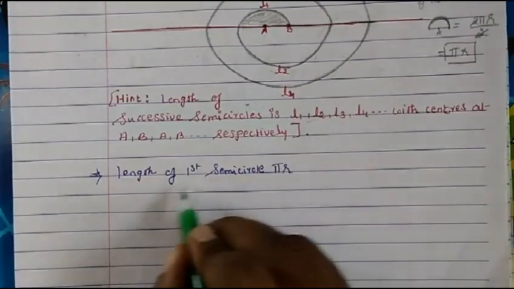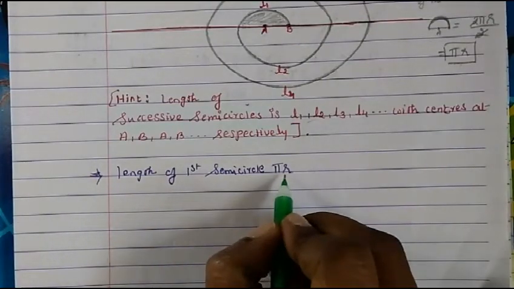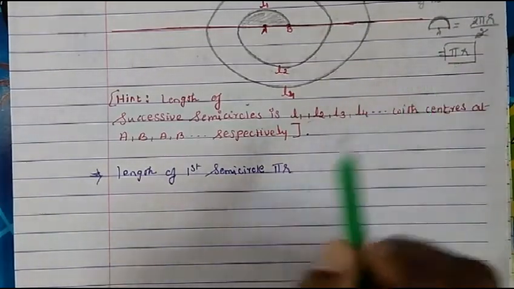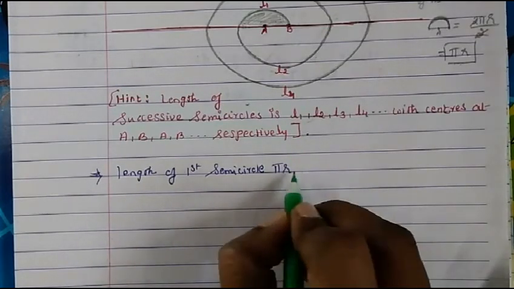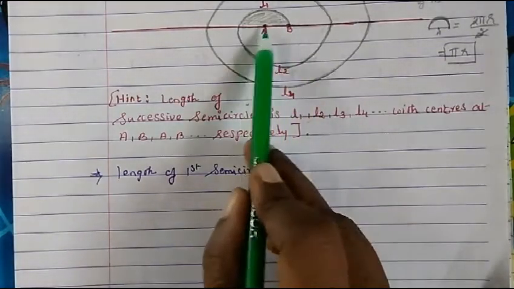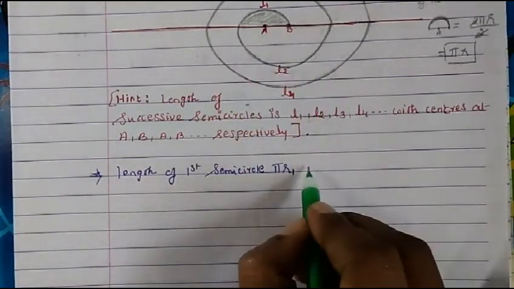So the length of the first semicircle is pi r. We said for a semicircle the formula is pi r. The radius is given to us. So we'll put 1 here because we are studying the radius of the first semicircle. So first r.